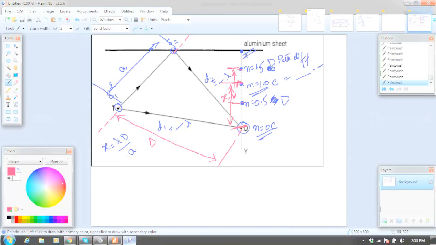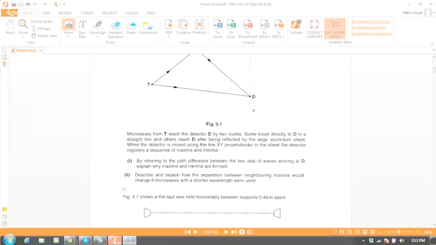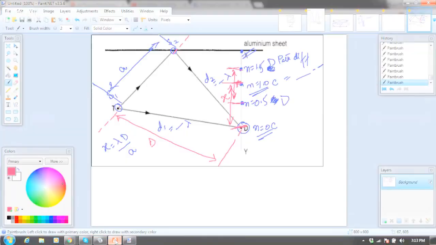So he says that if we use a wave of shorter wavelength, what difference will it make to x? How the separation between neighboring maxima would change if the shorter wavelength is used. So x is directly proportional to wavelength, if the rest of the things are kept constant like d and a. So if shorter wavelength is used, the distance x will also decrease. So the value of x will start decreasing. I hope you get the answers.